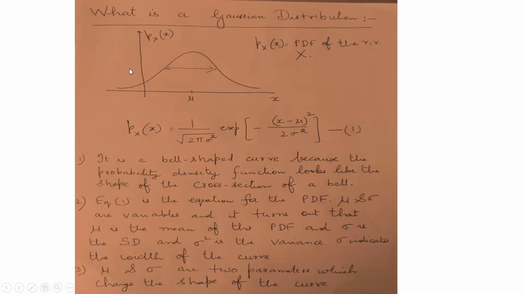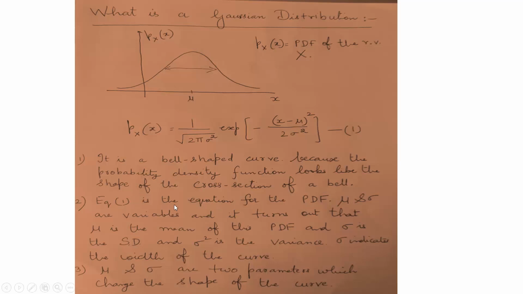Now it is a bell-shaped curve because the probability density function looks like the shape of the cross section of a bell. If you look at the cross section of a bell, this curve will give a feeling that it is a bell-shaped curve. So that is why the Gaussian distribution is very commonly called the bell-shaped curve.